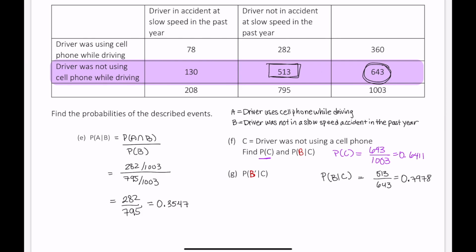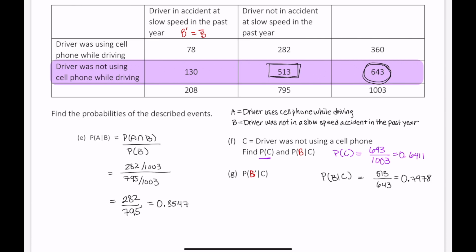Okay, so finally, part G. So we want the probability of B complement given C. So in this case, if B is driver was not in a slow speed accident in the past year, then B complement is driver was in a slow speed accident. So this here is B complement. Driver was in a slow speed accident. We can also denote it as B with a bar over it.